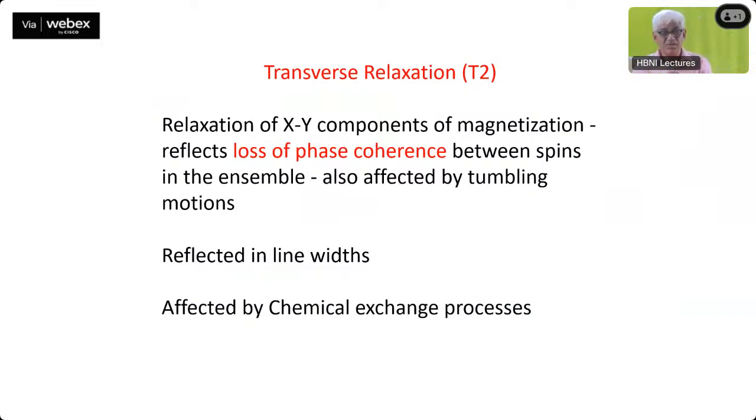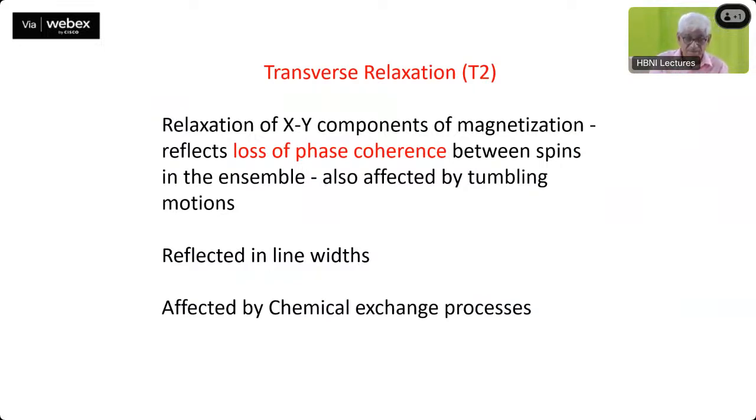Now we have the transverse relaxation. That was T1. Transverse relaxation determines the loss of phase coherence between spins in the ensemble. It is also affected by tumbling motions, and it is reflected in the line widths, and it is affected by chemical exchange processes as well. All of these change the frequencies and the phase coherence between the spins precessing in the transverse plane. So the loss of phase coherence is what is responsible for T2.